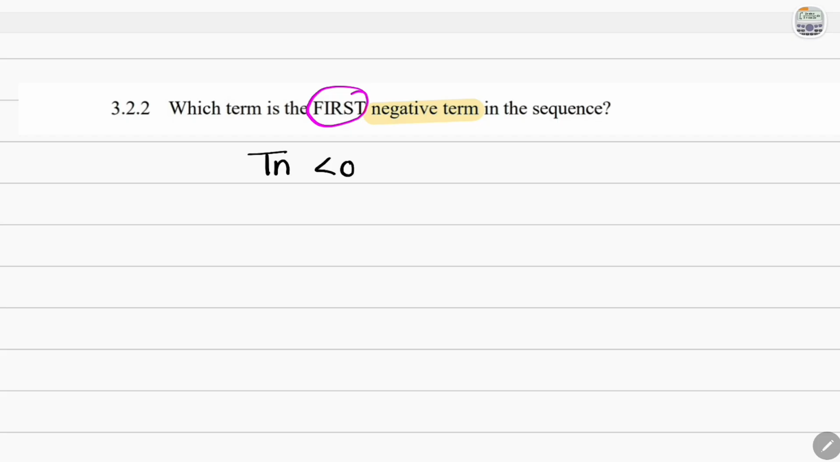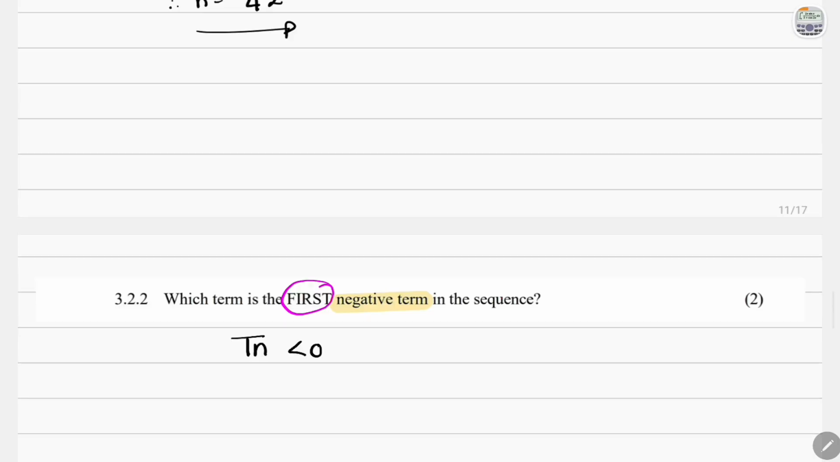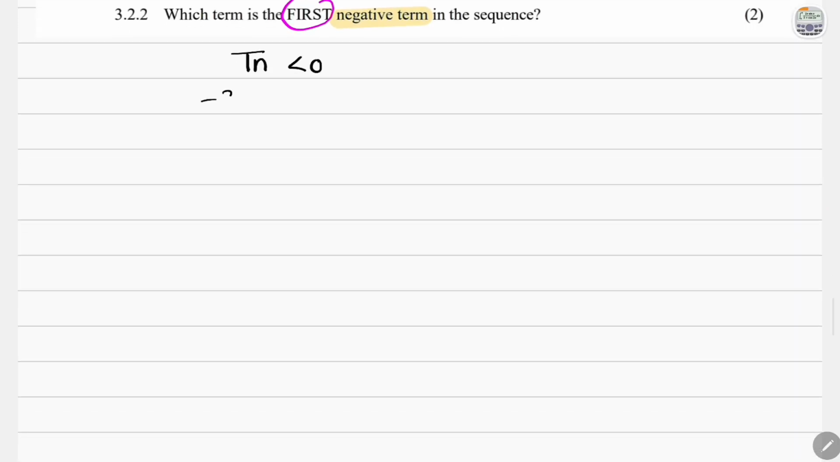Your term numbers, your n values, so term 1, term 2, those are only going to be natural numbers. Just remember that. So where is Tn less than 0? Where are our term values less than 0, or negative? Our Tn formula is negative 3n plus 20, so negative 3n plus 20 is less than 0.